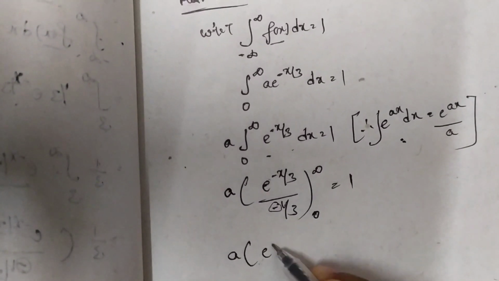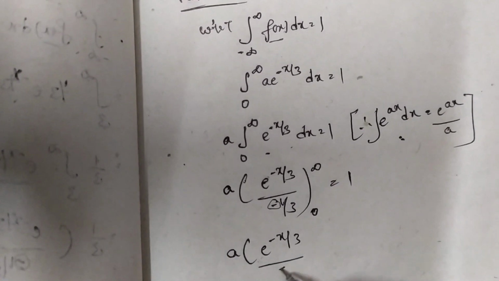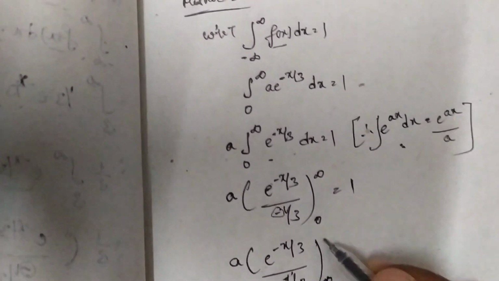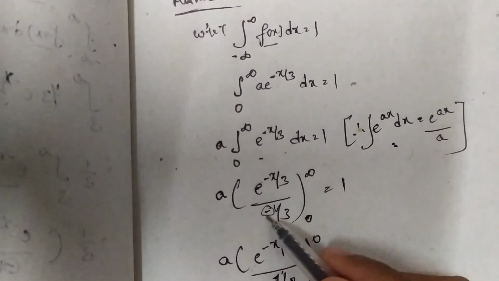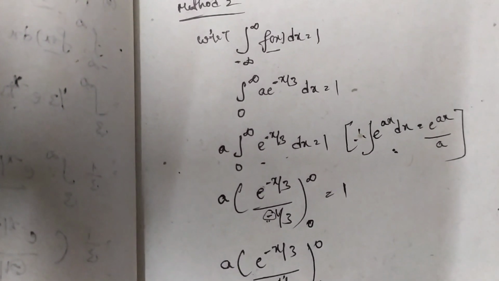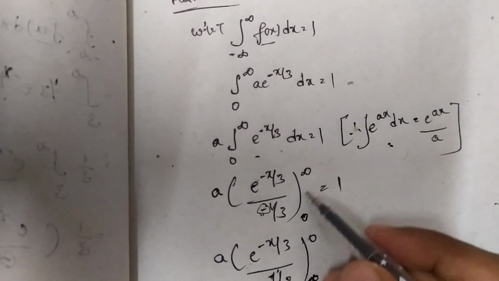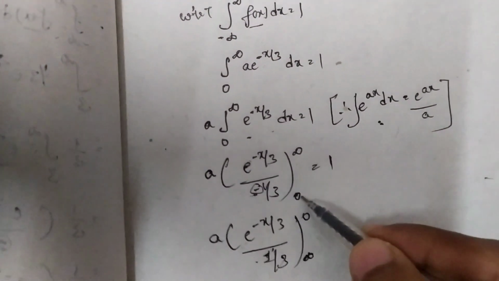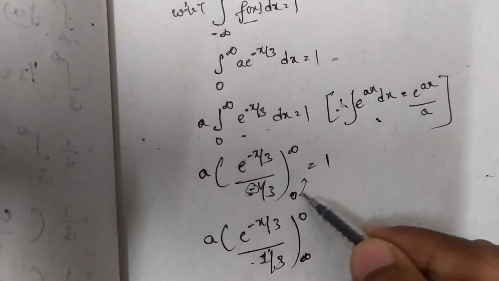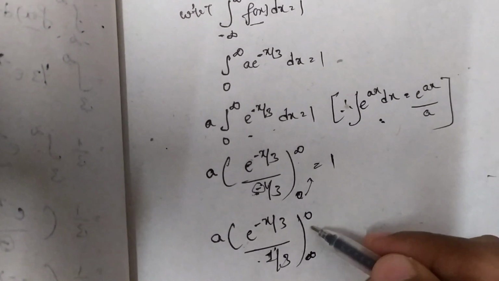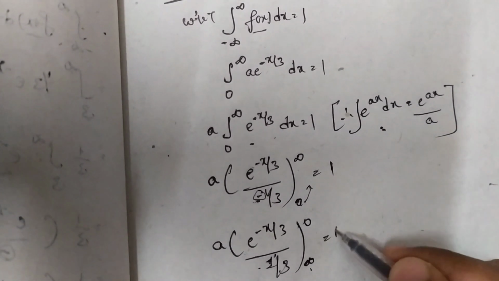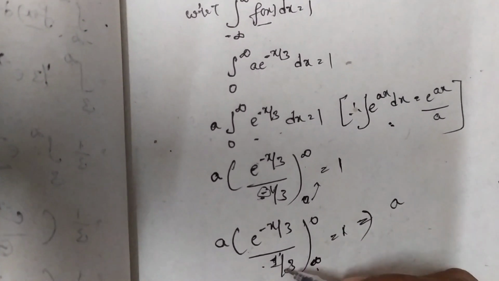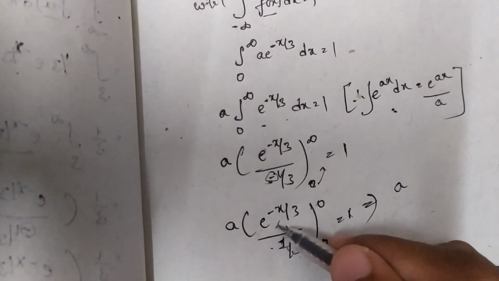A into e power minus x by 3, from infinity to 0, because here we are eliminating the minus sign. To eliminate this sign we change the limits. In the upper stage we had 0 to infinity, but here we have infinity to 0, equals to 1. So here a, and 1 by 3 is divided by 2 this 1.